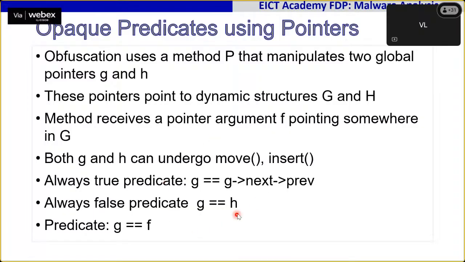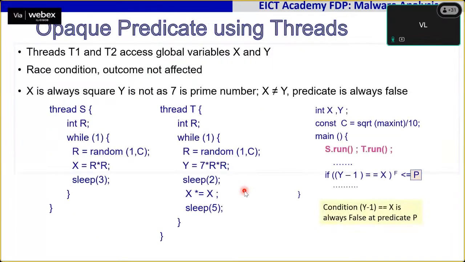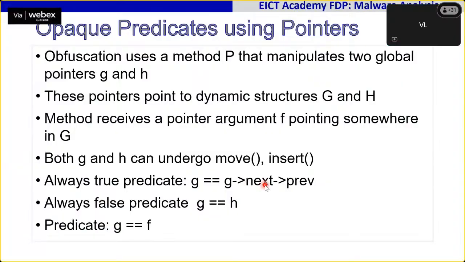So basically, we can have 2 pointers pointing to a linked list which is a circular kind of linked list, in such a manner that G's next's previous is again equal to G. Or G and H may be pointing to 2 different nodes, so we know that G can never be equal to H. So we can set opaque predicates using pointers.